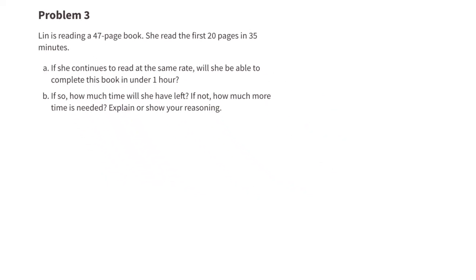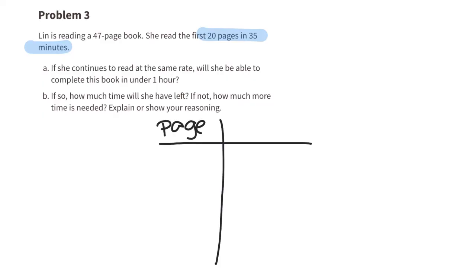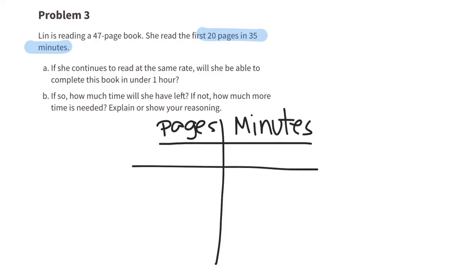So we have Lynn, good old Lynn again. She's reading a 47-page book, and here's the key. She reads the first 20 pages in 35 minutes. So there's our table. That's the ratio table that we're going to do. And let's do it right here. So she read pages in minutes. And she read 20 pages in 35 minutes. And we want to know, how long is it going to take her to read a 47-page book? Because it says, how long will she be able to complete this book, right? How long will it take?